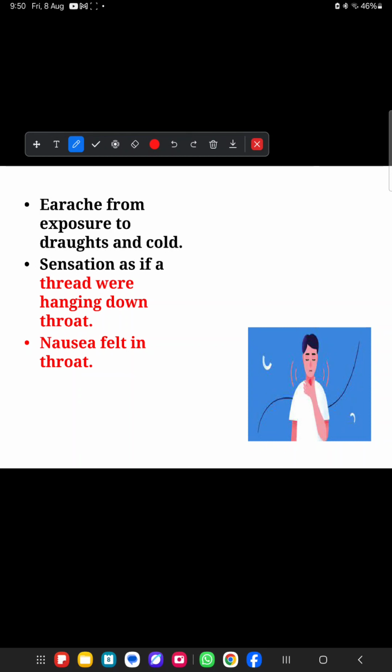Another symptom: sensation as if a thread were hanging down from the throat. Okay, so this is Valeriana. And nausea felt in the throat. यहाँ पे vomiting, a feeling of vomiting is there. Then we can think about this medicine.